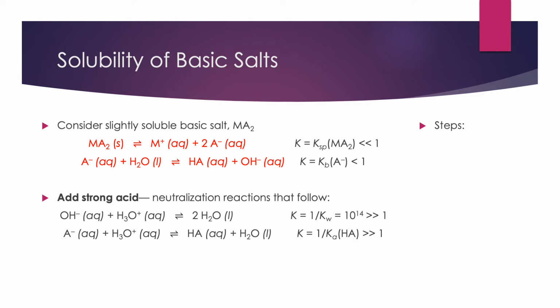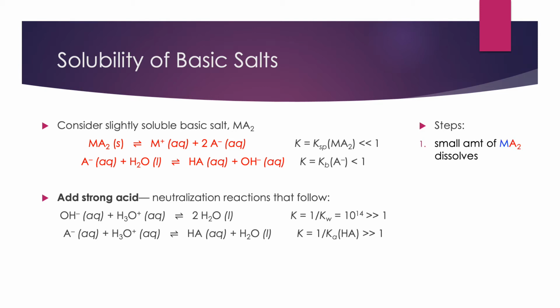The other reaction that could happen is that the A minus, the basic anion that comes from our salt, would react with the acid in the solution to form undissociated weak acid, HA, and water. The equilibrium constant for this is going to be 1 over the Ka for HA, because if you thought about that bottom reaction in reverse, it would be the Ka reaction. Since we've reversed it, the K has to be 1 over the acid dissociation constant. Since it's a weak acid, Ka is less than 1, so this K will be greater than 1. So this is going to happen pretty quantitatively.